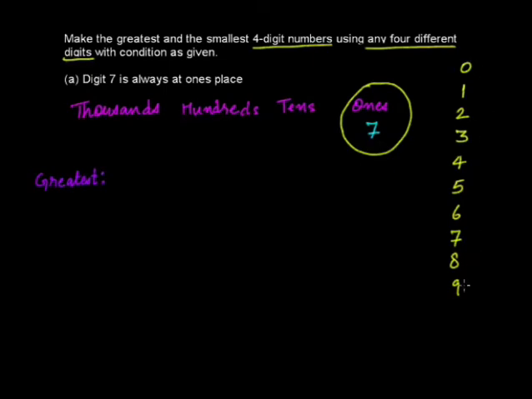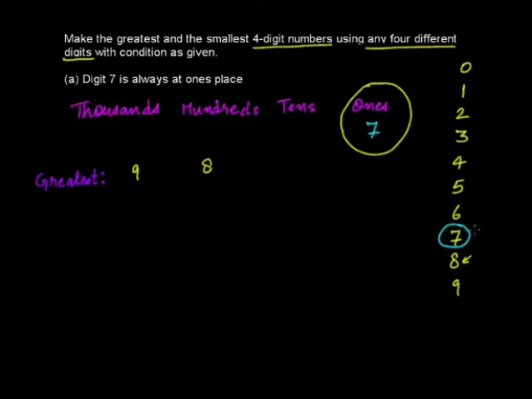Among these different digits except 7, we cannot use this anymore and therefore forget it. Which is the greatest digit from 0 to 9? Of course 9. So I'll write 9 here. Which is the next greatest digit? Of course 8. I'll write 8 here. Which is the next greatest digit after 8?